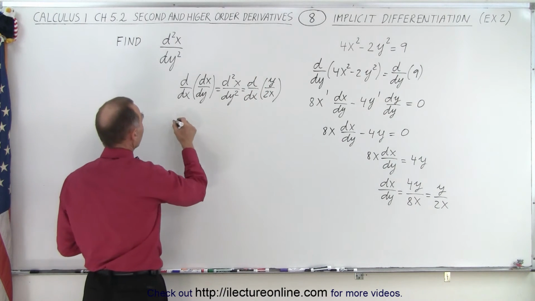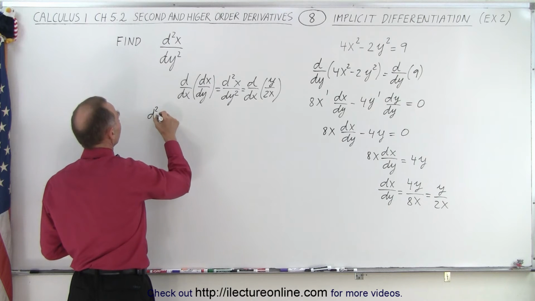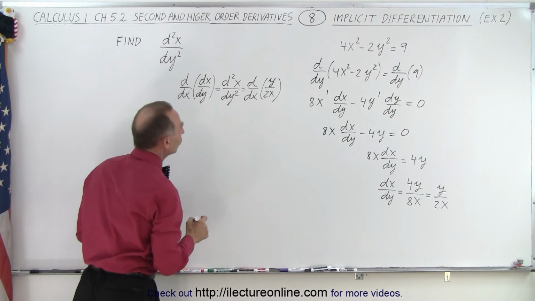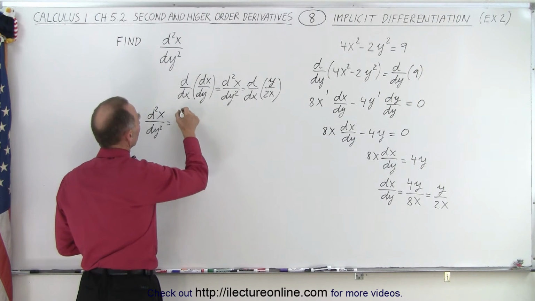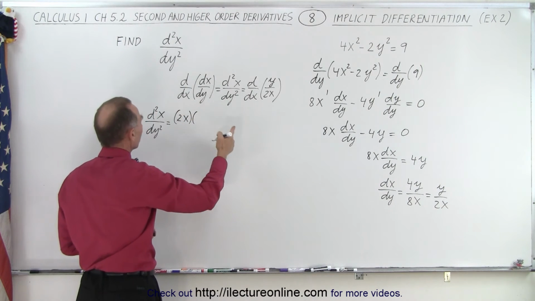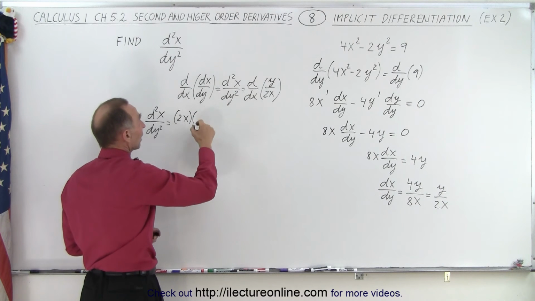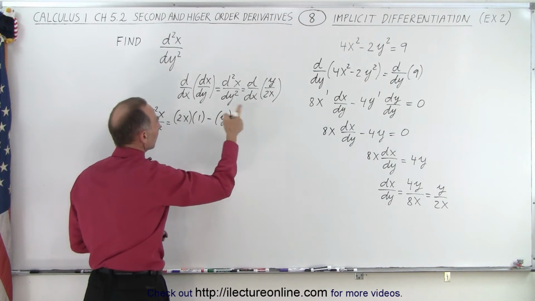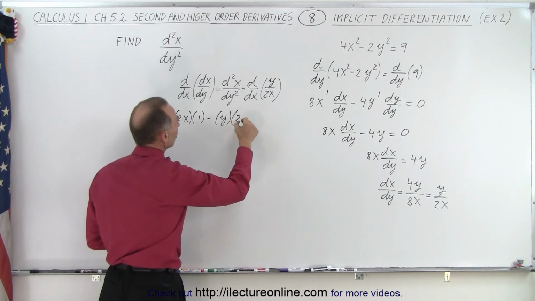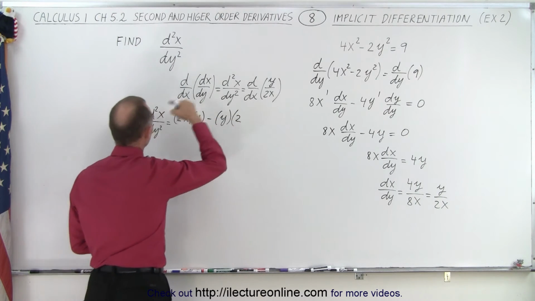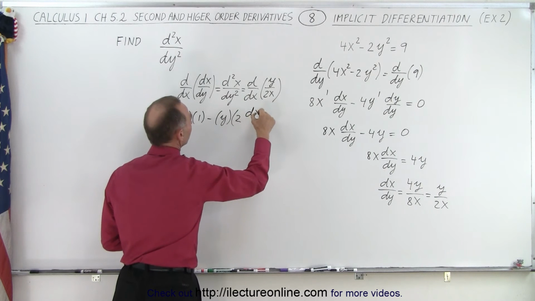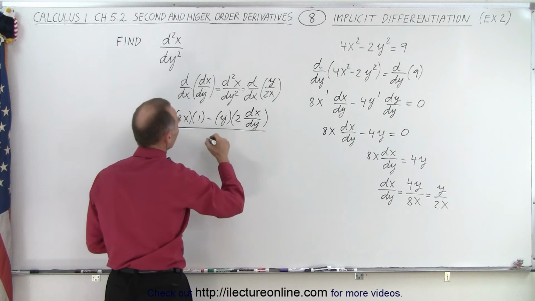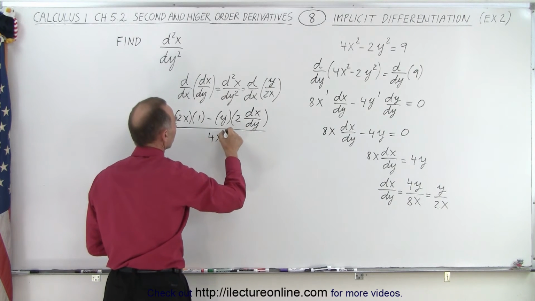So to find that derivative, we can now say that the second derivative of x with respect to y is equal to the denominator, times the derivative of the numerator with respect to y, so dy/dy that's equal to 1, minus the numerator, times the derivative of the denominator. So we get 2 times the derivative of x with respect to y, which is dx/dy, all over the denominator squared, which is 4x squared.